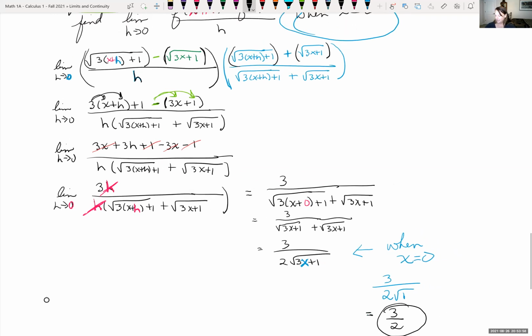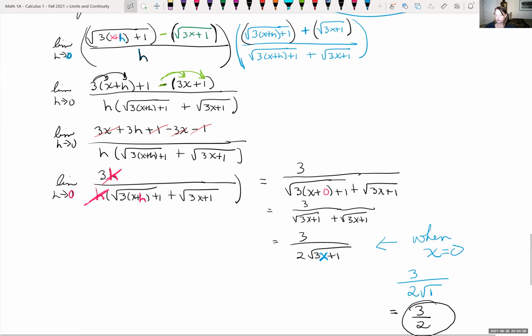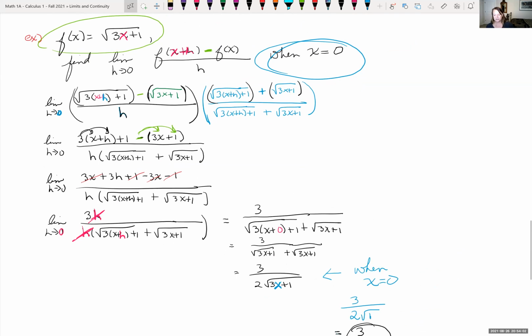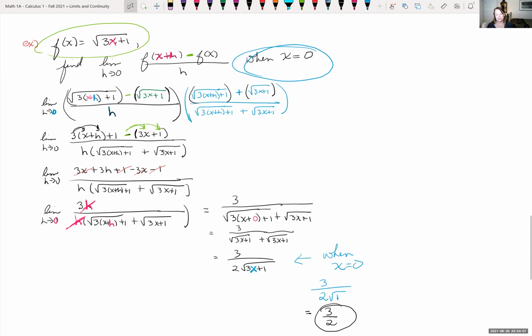So the instantaneous rate of change when x equals 0 of that function, f of x equals the square root of 3x plus 1, would be 3/2. Another way to say that: the slope of the tangent line at x equals 0 is 3/2, or the instantaneous rate of change at x equals 0 is 3/2. So all those mean the exact same thing, just stated a little differently.